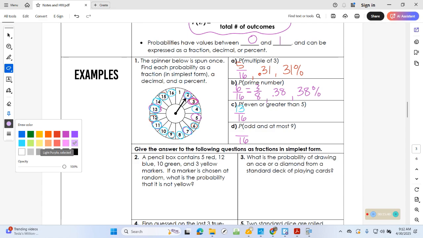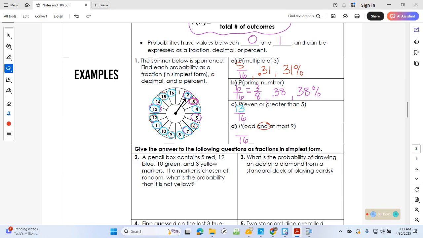Okay, odd. Oh gosh, odd. Now, key word here, and. So it has to satisfy both criteria. It has to be odd and at most 9, which means you can't go over 9. So let's circle our favorable outcomes. Okay, odd and at most 9. So I'm going to start at 1. Is 1 odd and at most 9? Yep, circle it. 2 is not odd.